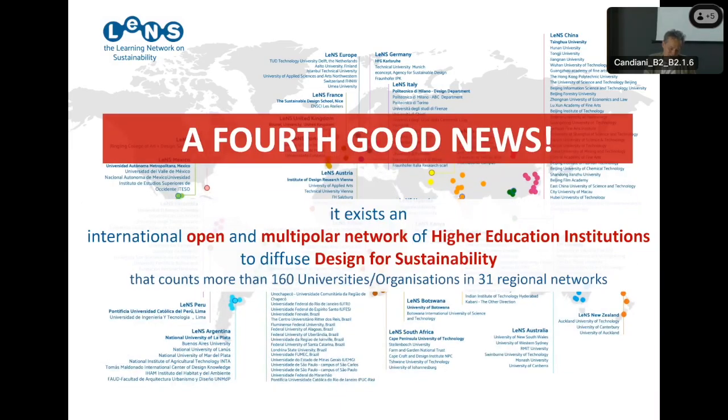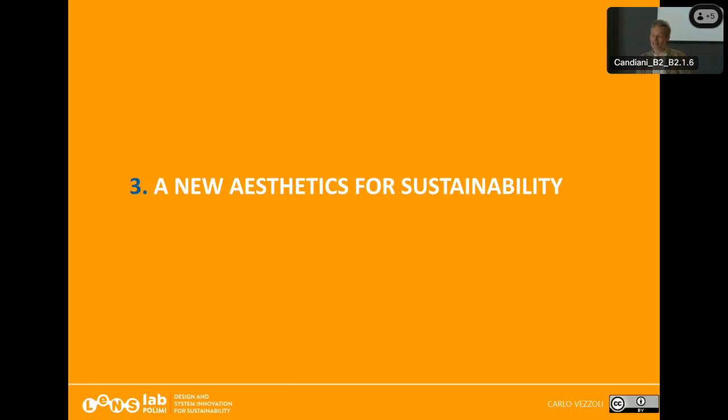And for the good news, we go back to the lens. We have a good network that works for the diffusion of design for sustainability, with a specific focus on sustainable product service systems and distributed economy. I come to the last slide. So here we are going to conclude, but this is something that I love a lot.